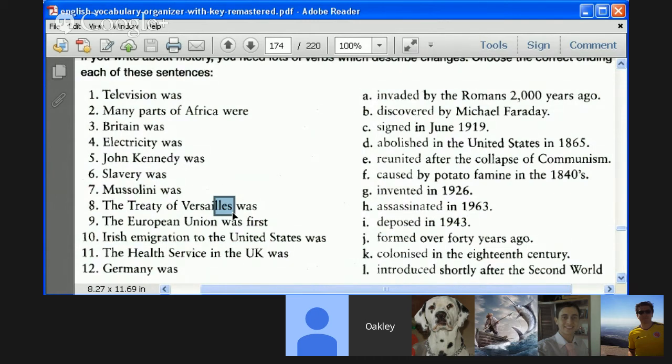I don't know. French people are shy. They don't completely pronounce everything. I don't know why they bother, but hey, that's the way it is. Versailles. Second syllable stress.